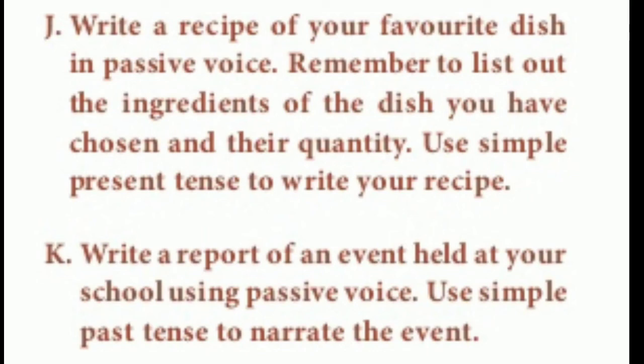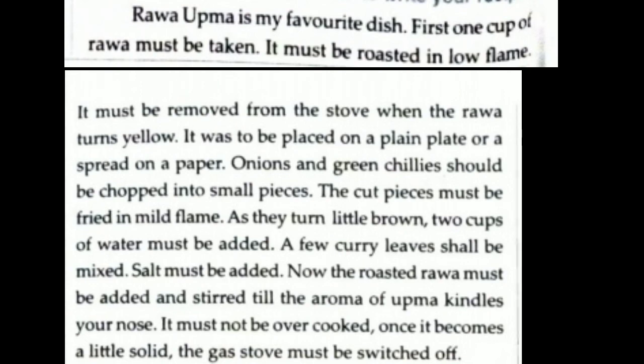Write a recipe of your favorite dish in passive voice. Remember to list out the ingredients of the dish you have chosen and their quantity. Use simple present tense to write your recipe. Okay, shall we do? Okay, rava upma is my favorite dish. First, 1 cup of rava must be taken. It must be roasted in low flame. It must be removed from the stove. When the rava turns yellow, it is to be placed on a plain plate or spread on a paper.